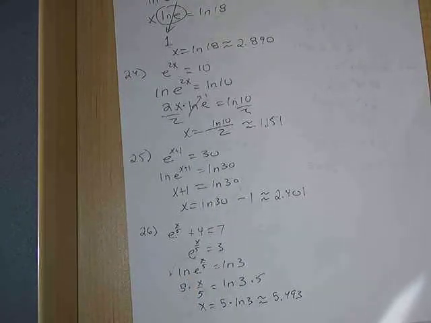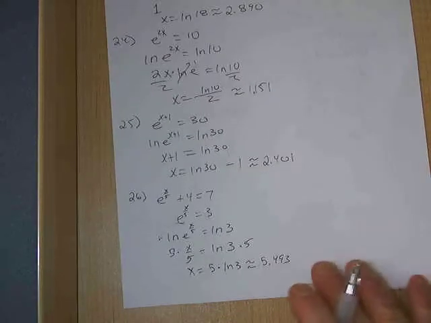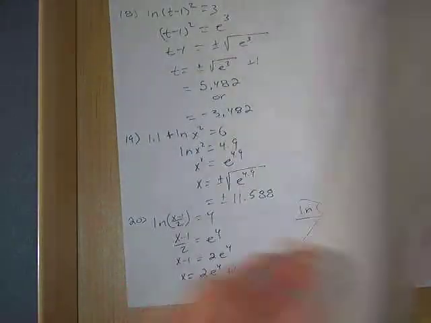Do I need to write that 1? No. So that's why the e is disappearing. That's why I like the natural log. Because the natural log of e is 1 and makes my calculation, frankly, easier than when we were using the common log.